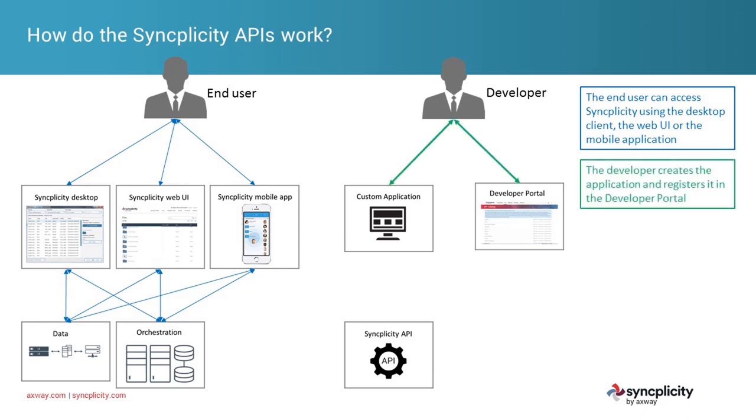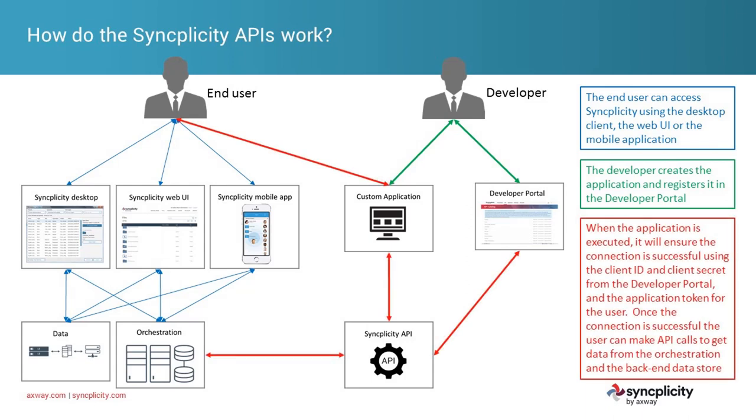Generally, when we use the APIs, a developer will write some code or a custom application and will need to register that application within the Syncplicity developer portal. When the user uses that application, the application connects to the API and will check that the application is registered in the developer portal and will check against the orchestration that the user credential information is valid. Once that has been established, the custom application will be able to retrieve information from the orchestration for that user and will be able to read and write content directly to the content storage.